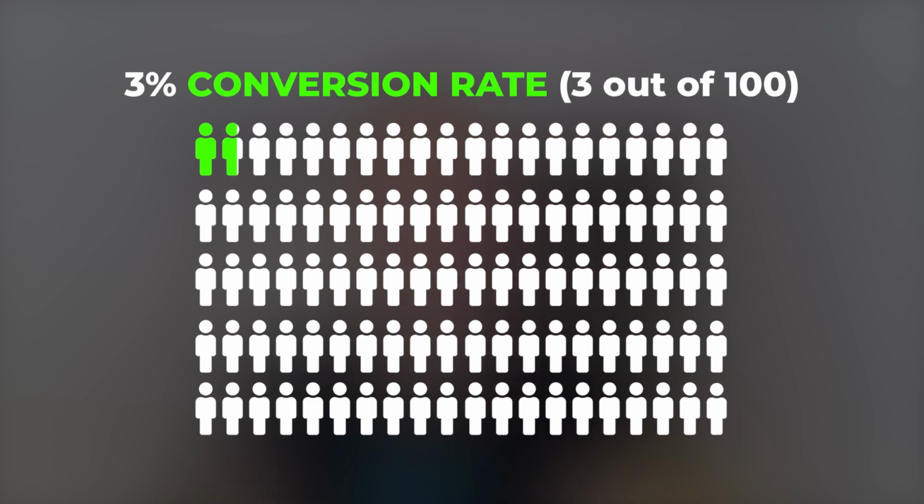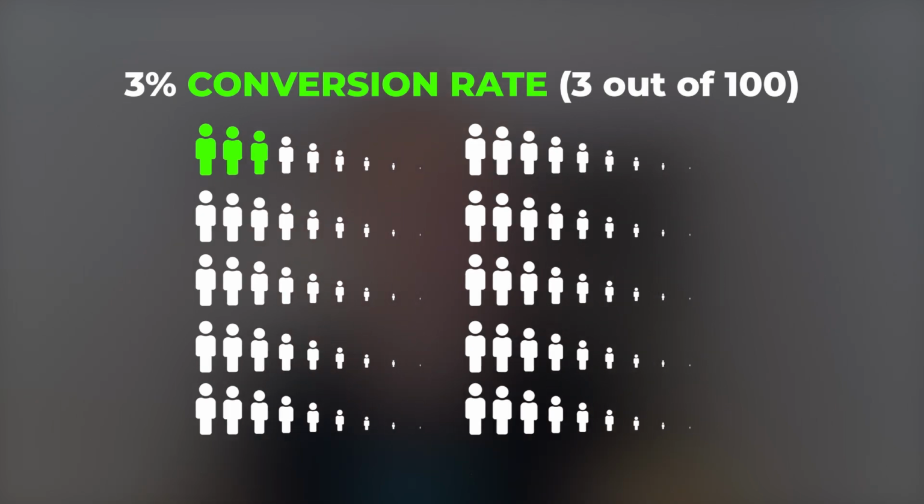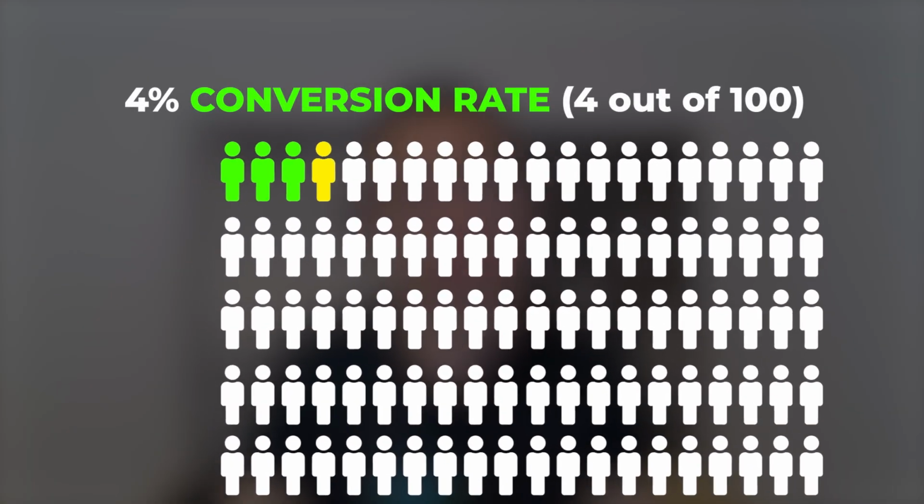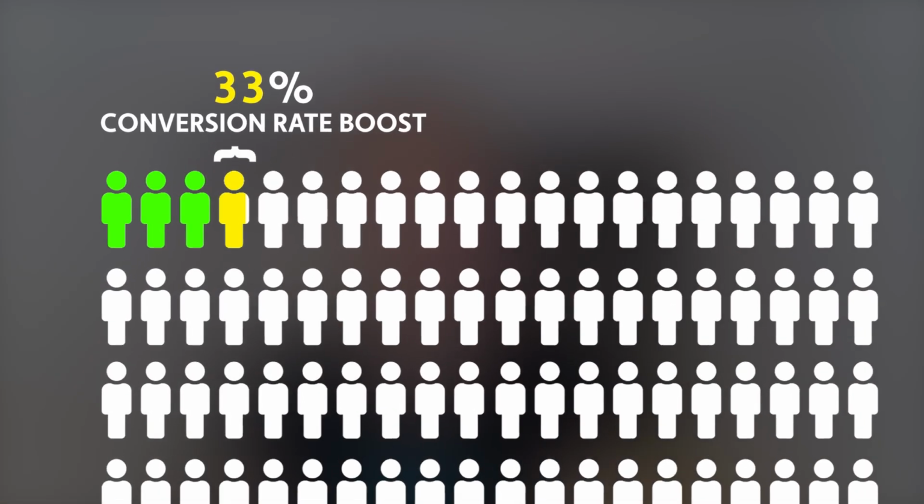So let's say, for example, your conversion rate is 3%, so that 3 out of every 100 visitors that come to your store buy something. And if you just get one more person out of that 100 to buy, then you're up to 4%. But that's actually a 33% boost on your conversion rate. So that's 33% more sales. So sometimes these small changes can actually have a really big impact.